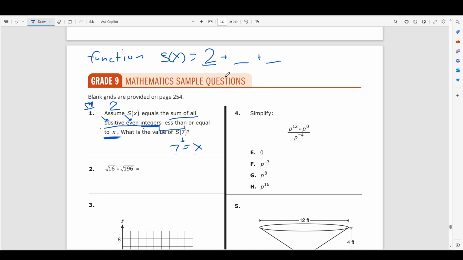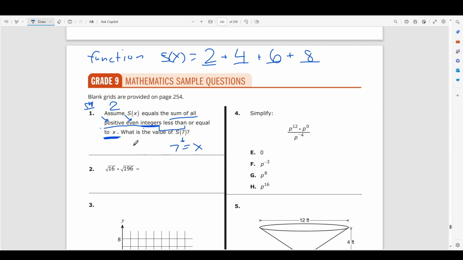Then is 2 less than 7? Yeah, this works. But we could add another number. What's the next positive even whole number or integer after 2? It's going to be 4. That's the next even number. What's the next whole even number after 4? It's going to be 6. Now what's the next even number after 6? It's going to be 8.